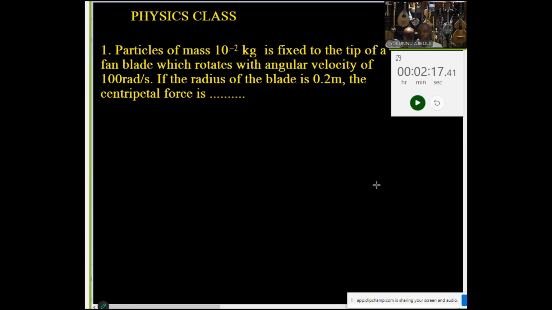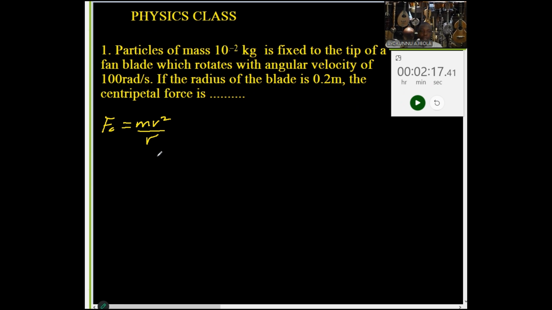The question says a particle of mass 10 raised to power minus 2 kilogram is fixed to the tip of a fan blade which rotates with an angular velocity of 100 rad per second. If the radius of the blade is 0.2 meters, find the centripetal force. The centripetal force is given by F equals mv square over r.